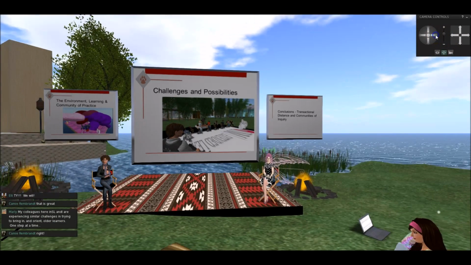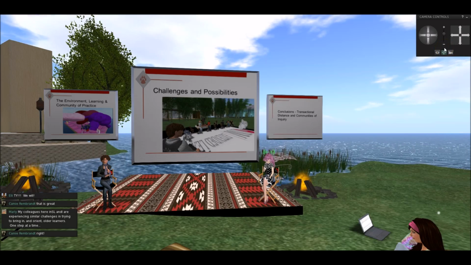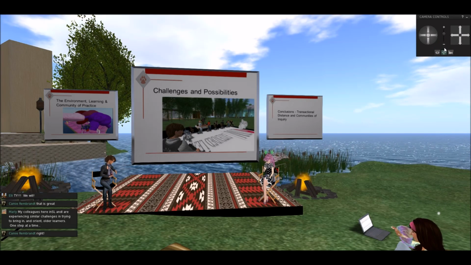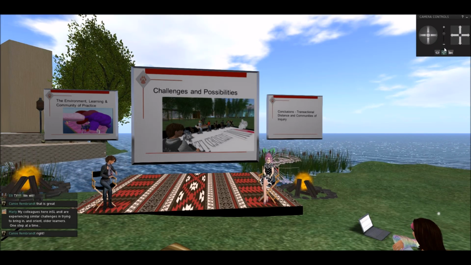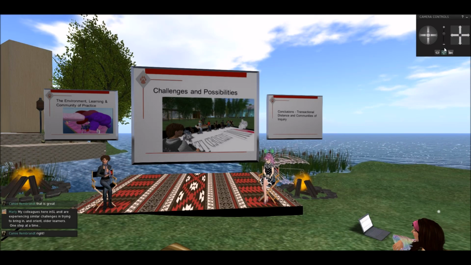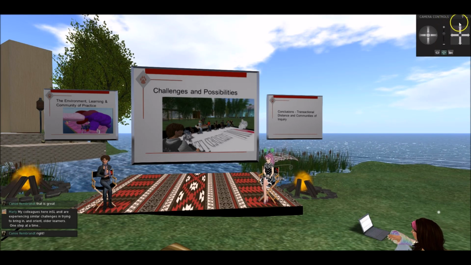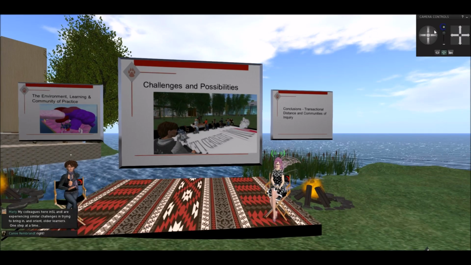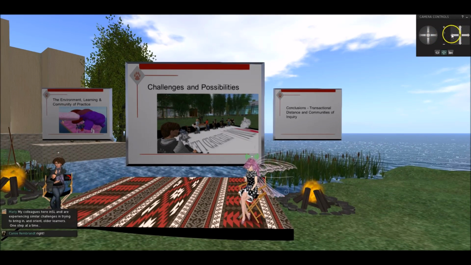So, the challenges, because I know we're getting close, I want to focus on this because I think a big challenge that I see is convincing the instructors who may even be weary of teaching online, even though they have to, of the possibilities of Second Life.